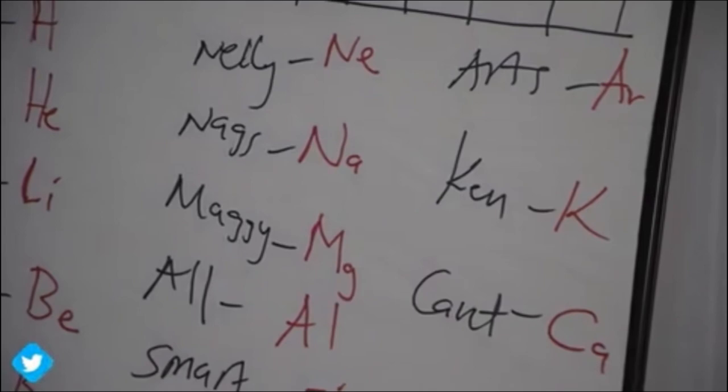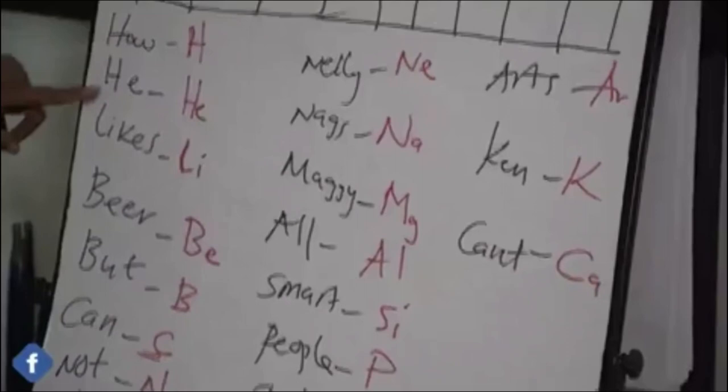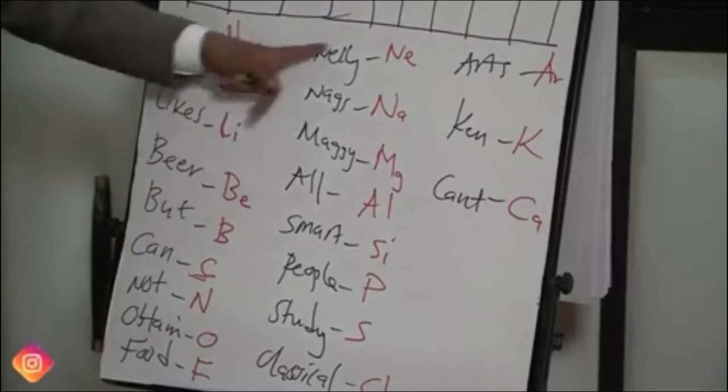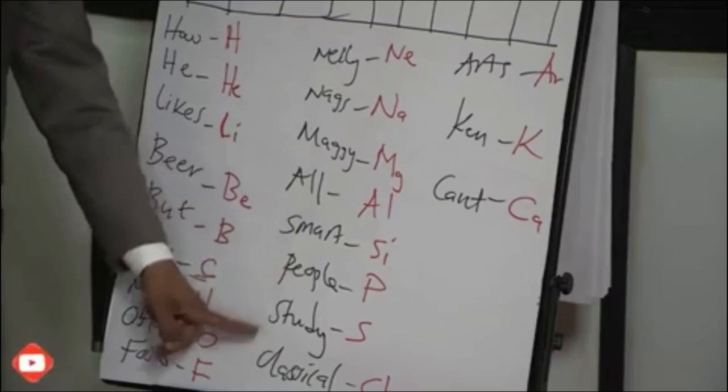Let's start. How he likes beer but cannot obtain food. Nelly nags Maggie. All smart people study classical arts. Ken can't. First 20 elements.